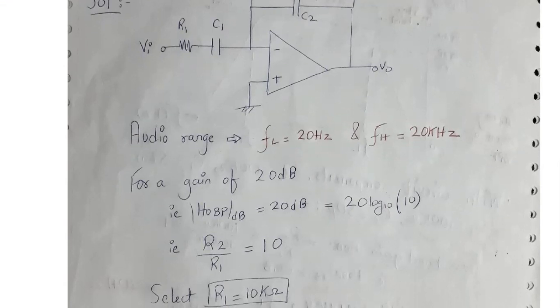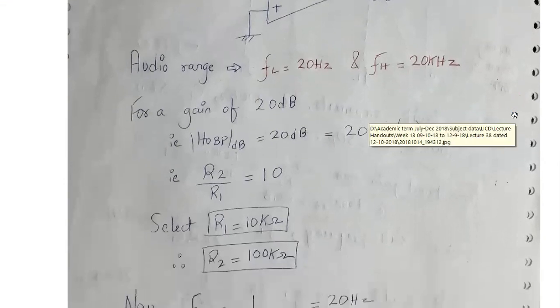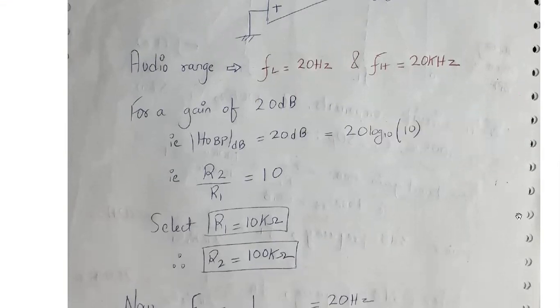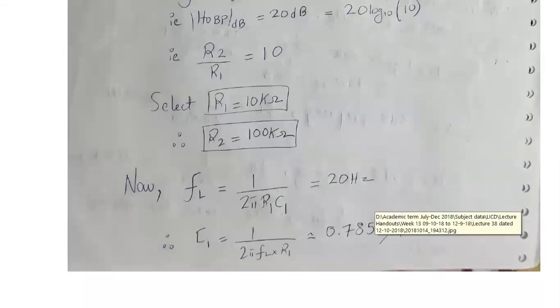So if you substitute 20 log to the base 10 of 10, you will get R2 upon R1 as 10, because the passband gain is R2 upon R1. So we can select the value of R1 as 10K, so R2 will be correspondingly 100K. Okay. Now we'll come back to the cutoff frequency.